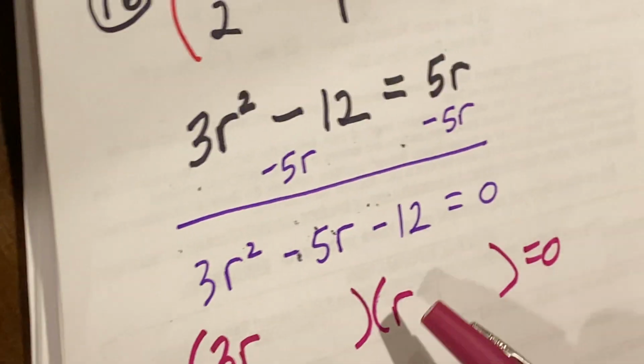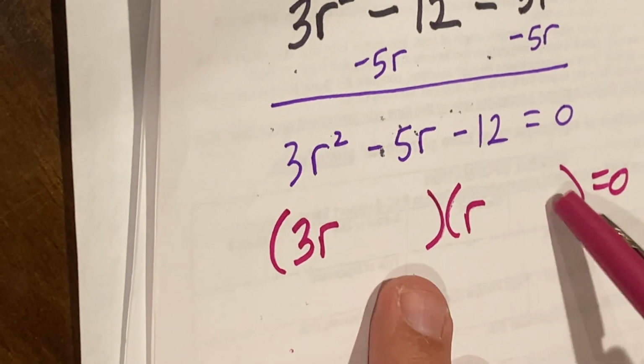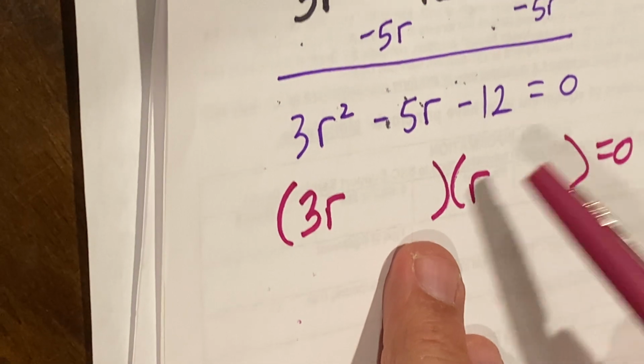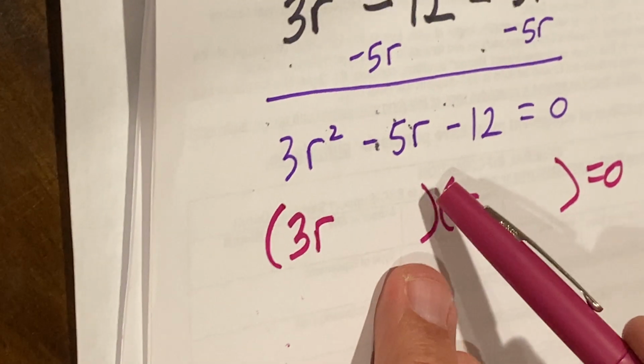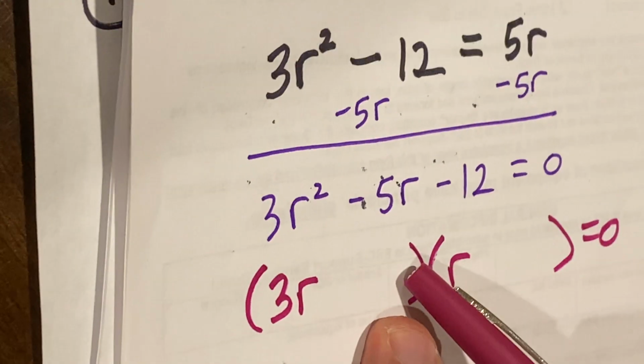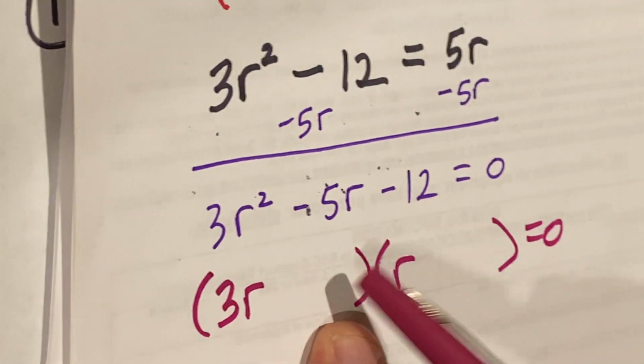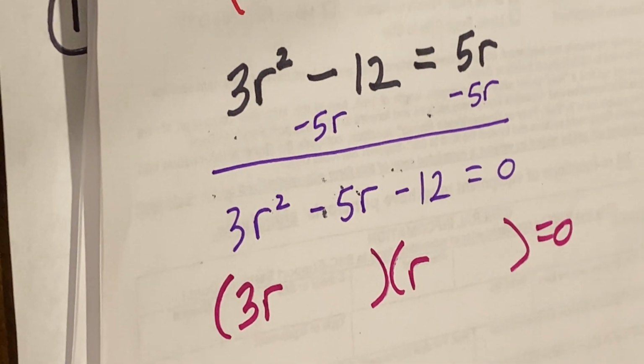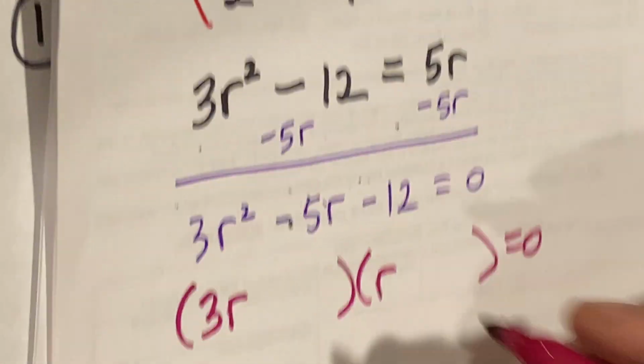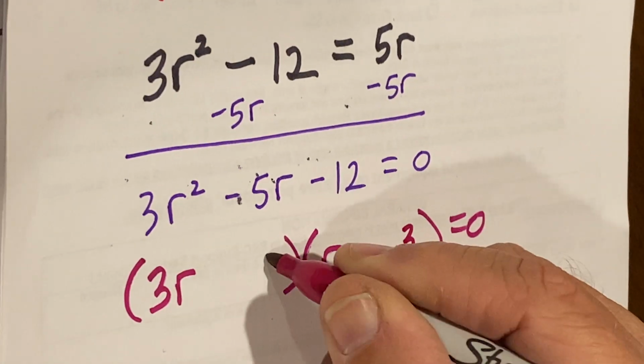I can tell you 3 and 4 is not going to work because they would have a 3. That's not going to work. How about 4 and 3? 4 here, 3 here. That would give me 9 and 4, which gives me 5. Yes, that is the correct one. So I want the 3 there and the 4 there.